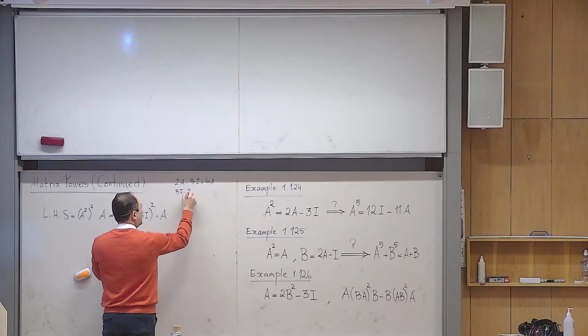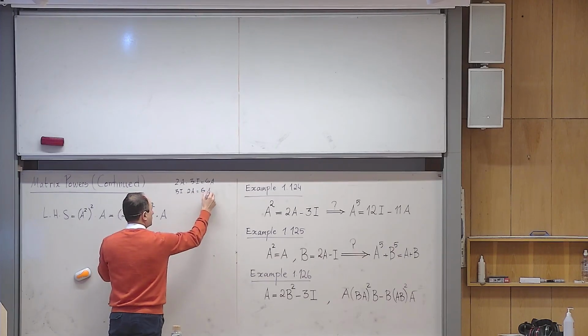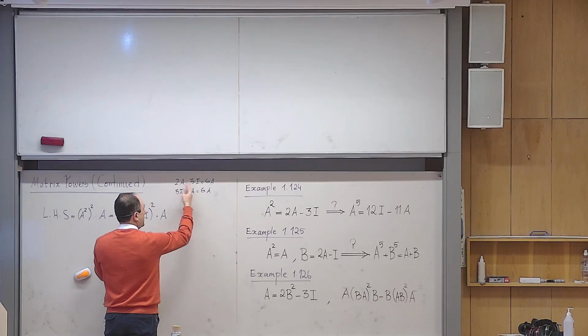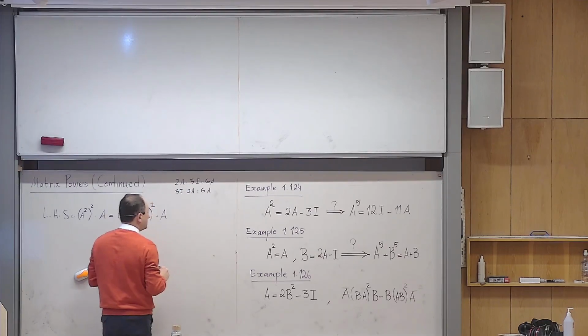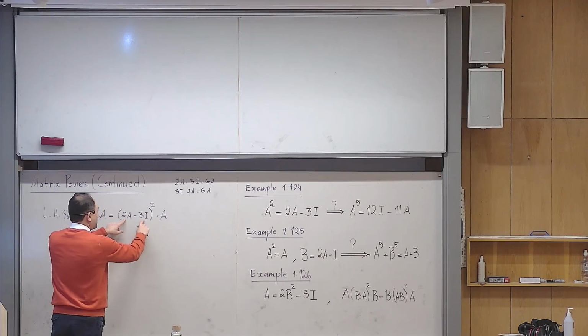3i times 2a, which is 3 times 2, which is 6 again, but i times a is also a. So it doesn't matter for this particular case in which order I multiply them. The answers are the same. So this means that these two matrices commute.